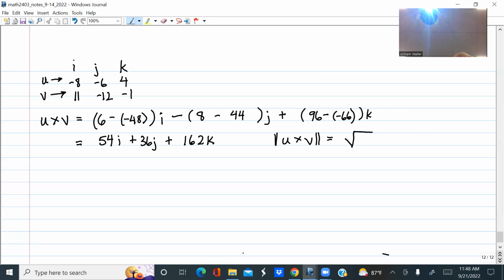Y'all are going to have to help me here. We don't have to simplify it. At least, I'm not going to simplify it here on paper. I don't know what WebAssign wants, but I'm not going to try to simplify this big magnitude. So we have the square root of 54 squared plus 36 squared plus 162 squared. We have to get out our calculator and calculate all these squares and add them together. What's the final sum there under the square root? Y'all do that for me?